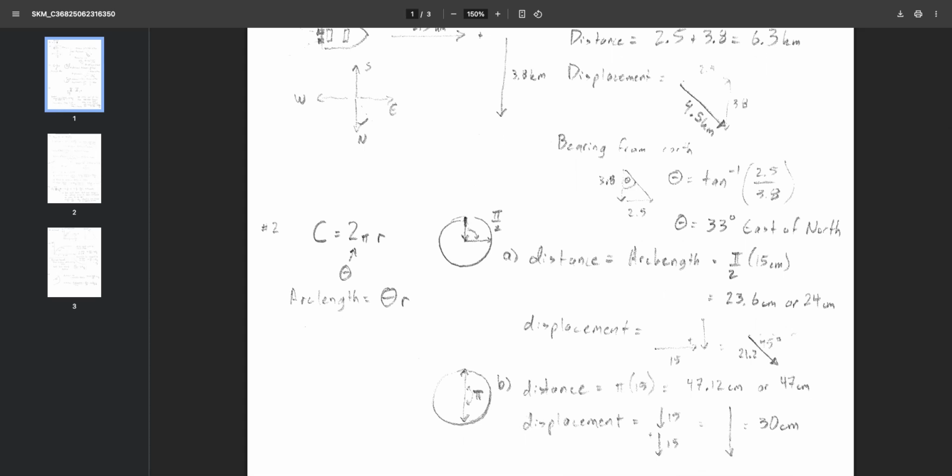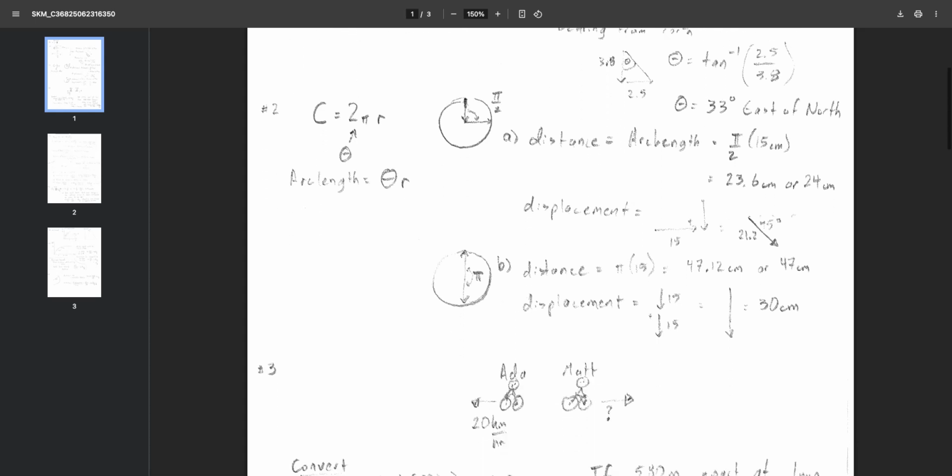For part B, it says 12 o'clock to 12:30. So that angle is going to be pi. So the distance will just be theta times the radius. Pi times 15 is 47.2, or 47 centimeters. The displacement is very easy on this one because you go from the start point to the finish point. So 15 plus 15 is equal to 30 centimeters straight down.